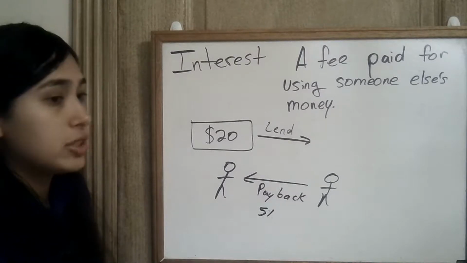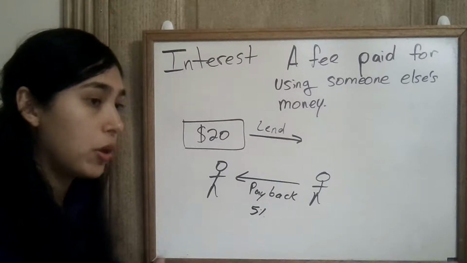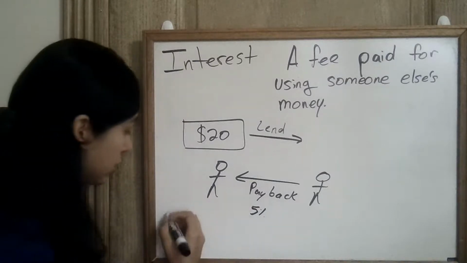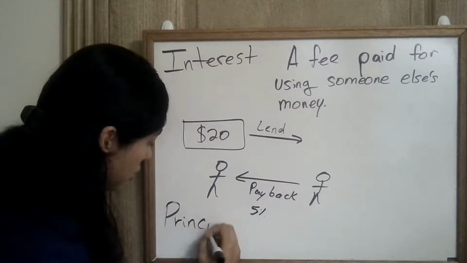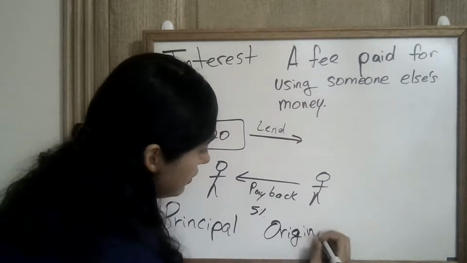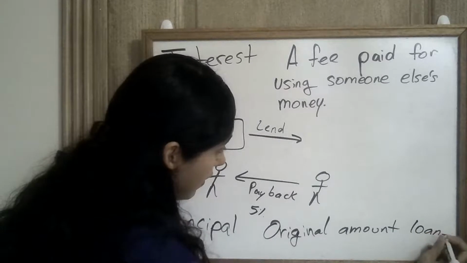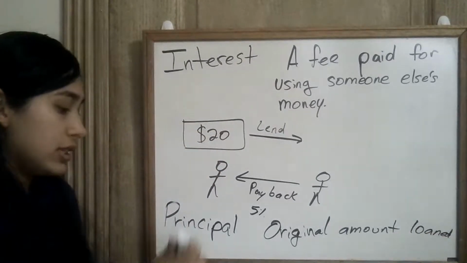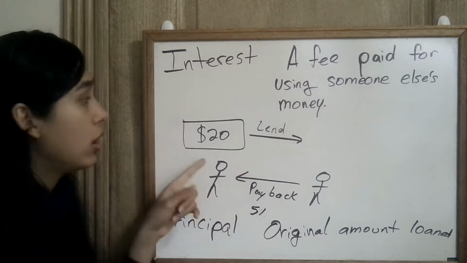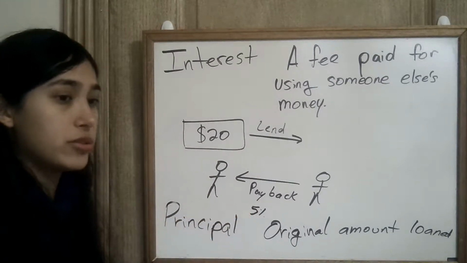Another word that you might see, especially when you apply for loans or home loans, is the principal. The principal is the original amount. So let's say I lend someone $20. That is my principal. And then my interest would be if I charge them 5% as an interest rate.